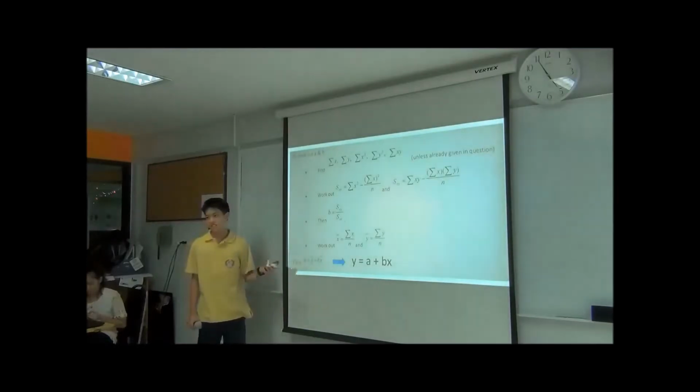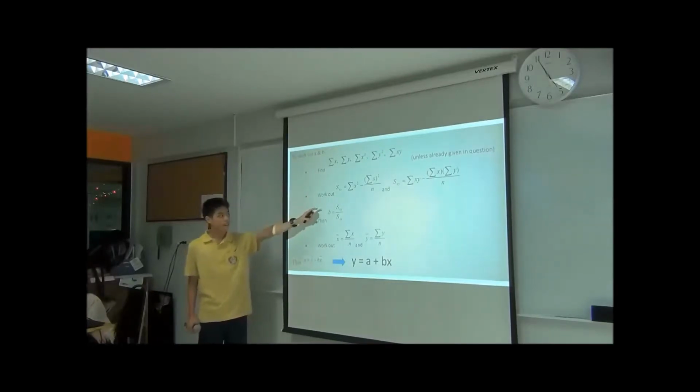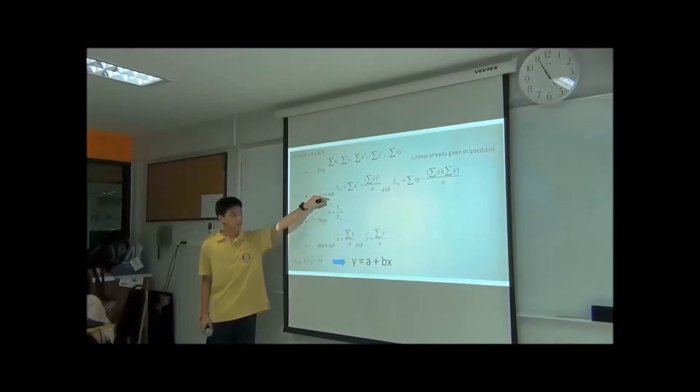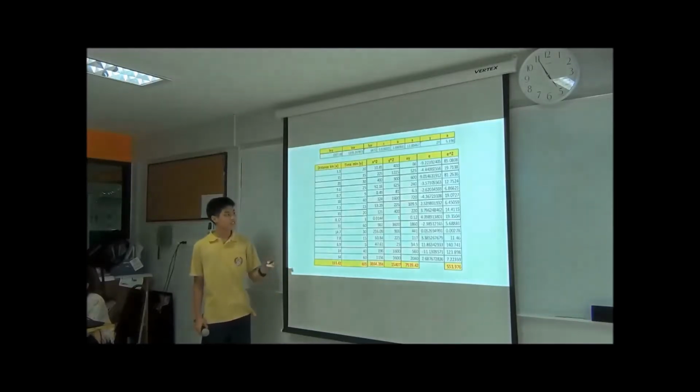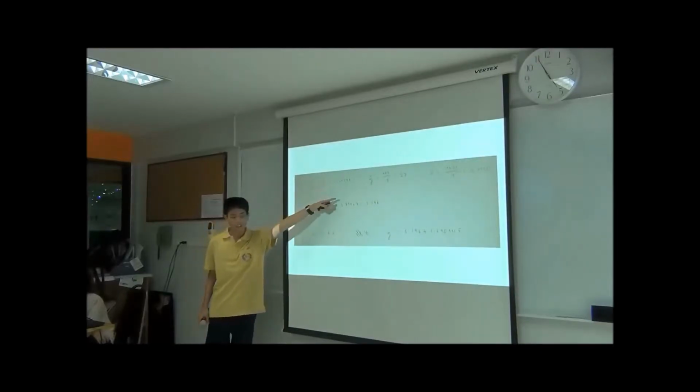To calculate the gradient and the y-intercept, you will need the same five values and the ones that we already calculated. Now we'll find the gradient, which is b. We replace the values we have in the equation, and here's my working. I replaced and found b.